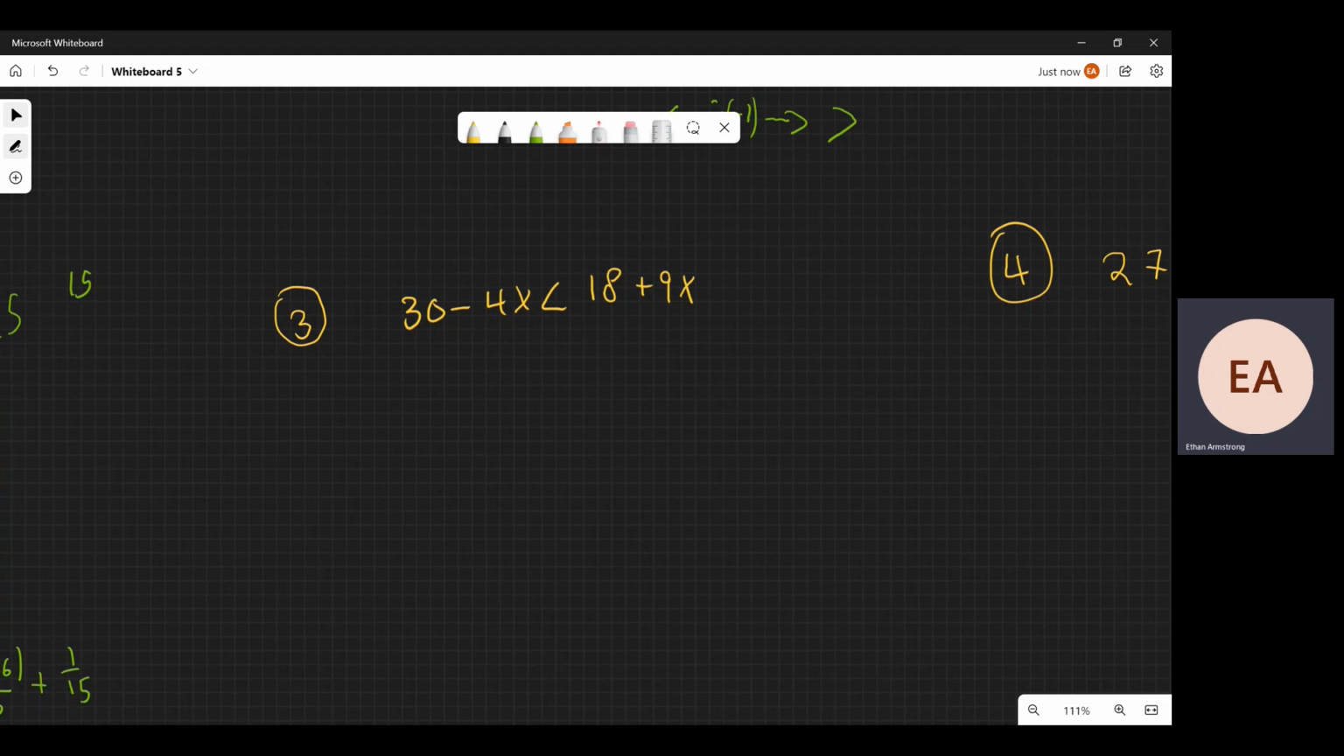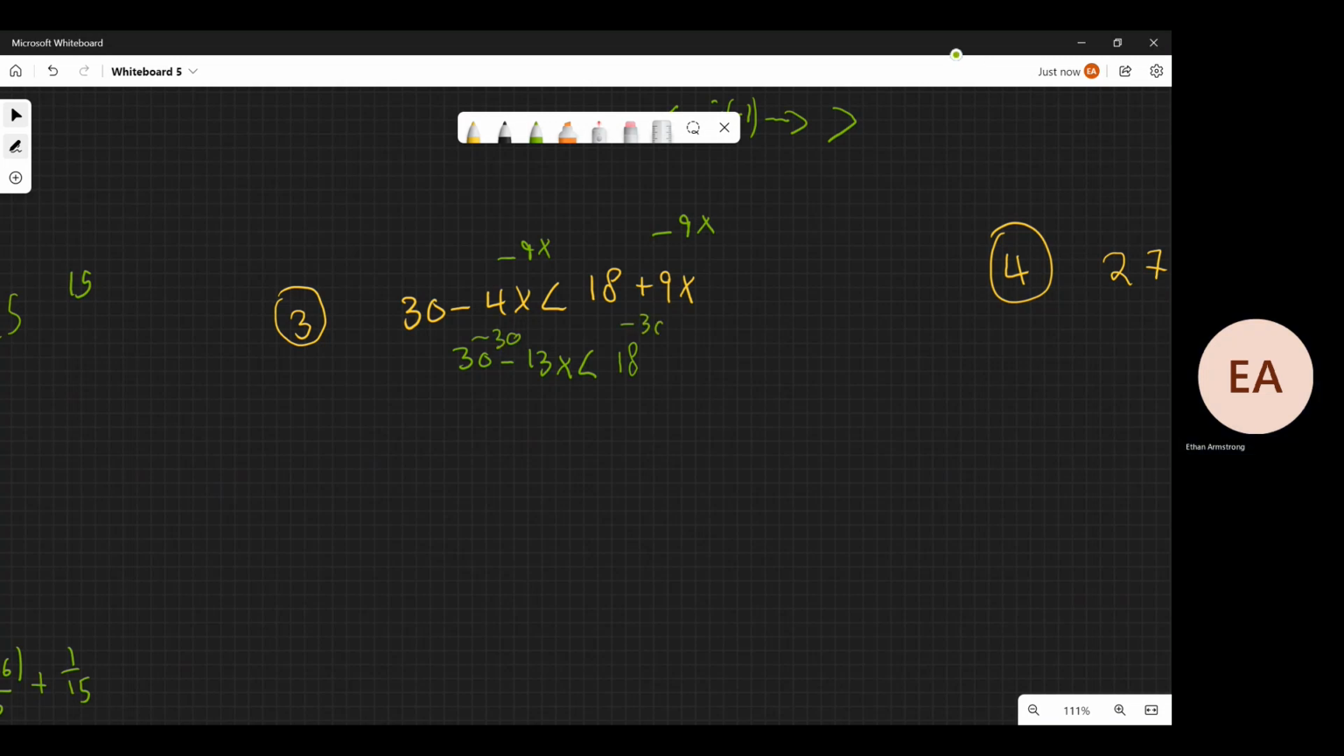We want to rearrange to find x. So I'm going to move all my x's onto the left side. So I'll subtract 9x from each side. So now I have 30 minus 13x is less than 18. And now we're going to move our constants all the way to the right. So now we're going to subtract 30. Now we have negative 13x is less than negative 12.